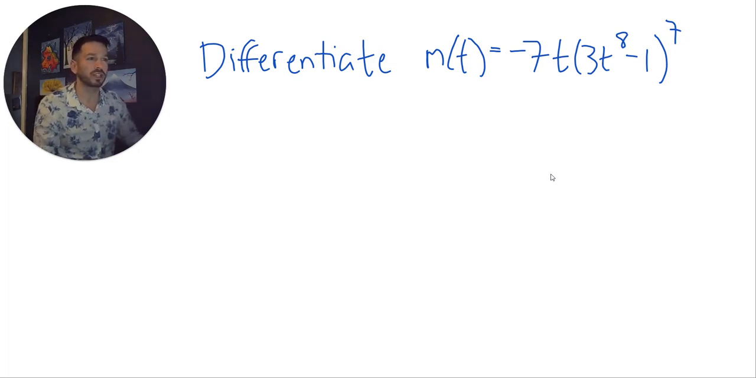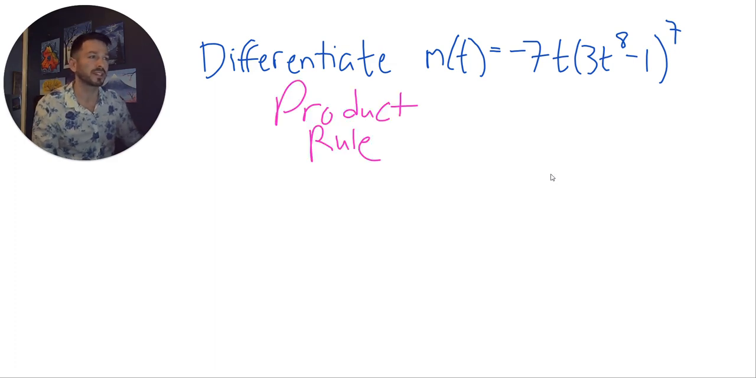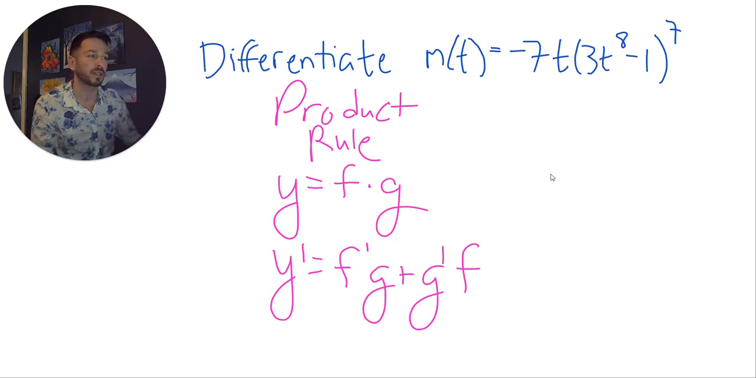We have to differentiate this function m of t. It should be clear that we're doing the product rule because this is a function times a function. They give that to us. Y equals f times g, so we should know that the product rule is the derivative of the first times the second plus the derivative of the second times the first.